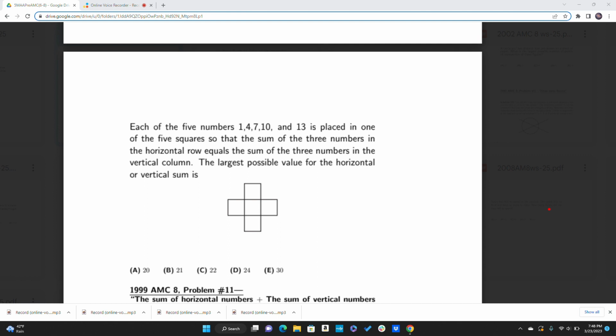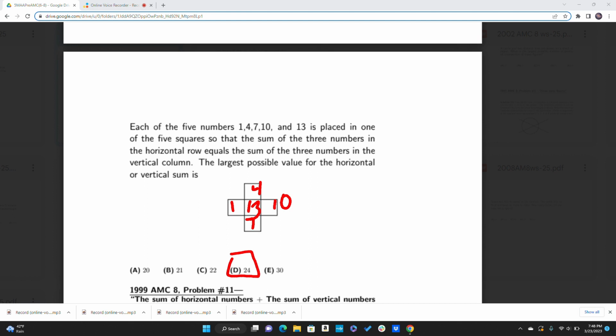We could put the 13 in the middle, right? If we put the 13 in the middle, then we have 4 and 7 and 1 and 10 to balance it out. So that would give us a sum of 24. Ooh, that's pretty good. That's like one of our top choices. So let's keep that in mind, but also ask, can we do any better?